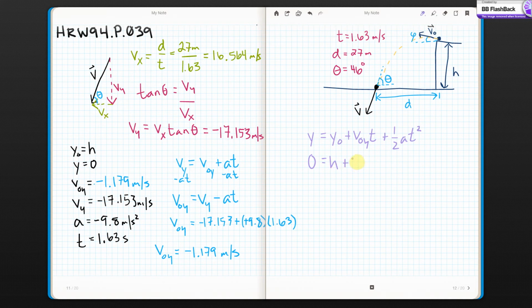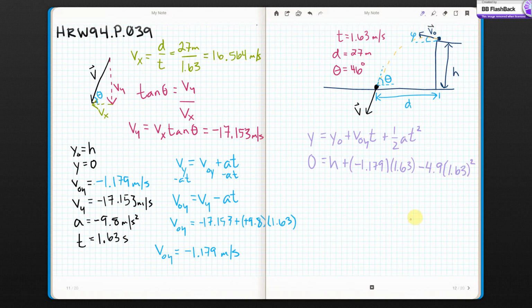plus negative 1.179. I'm going to leave the units off just to save a little time. 1.63. Let's see. I know a is going to be negative, so I'm just going to go ahead and put negative. I also know a is 9.8, so I'm going to go ahead and do the 1/2. This is something that you should remember. 1/2 of gravity is 4.9, because you put gravity there a lot, so it's just a good thing to jump right to it.